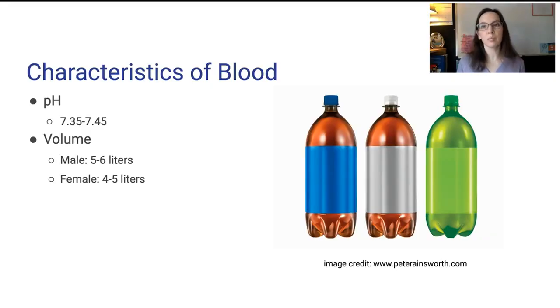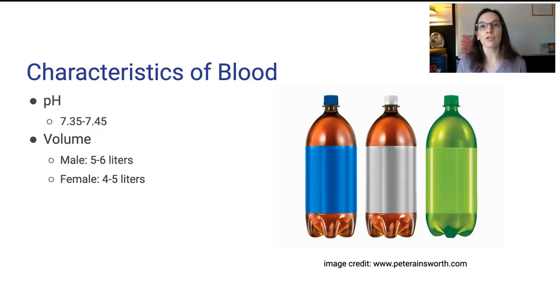pH. pH is very important for our blood, actually for our entire body, but the blood needs to stay within the pH range of 7.35 to 7.45. And after you watch these videos and after you understand a lot of these main homeostasis features of the blood, actually of the whole body, this number will be very, very important. You'll never forget it.